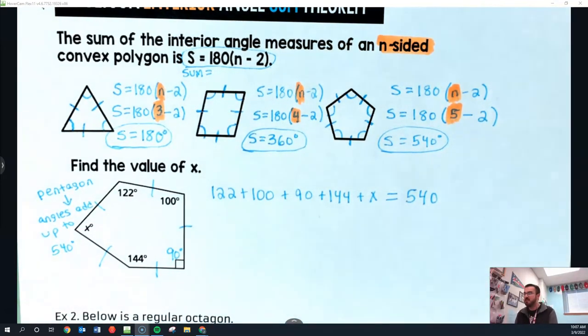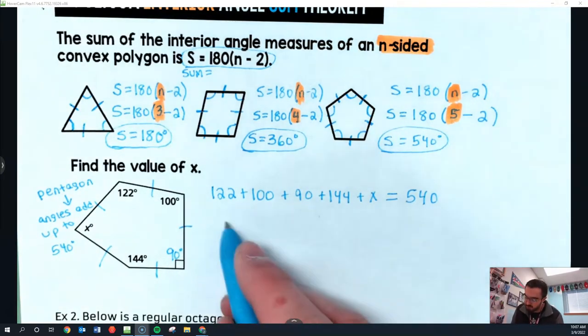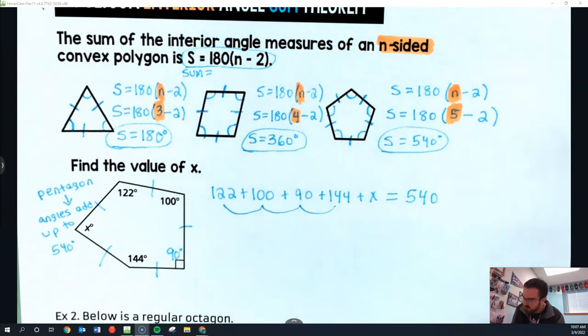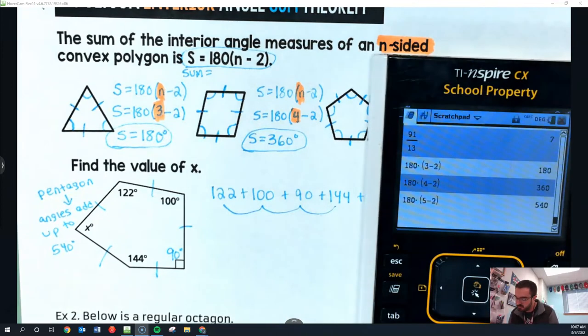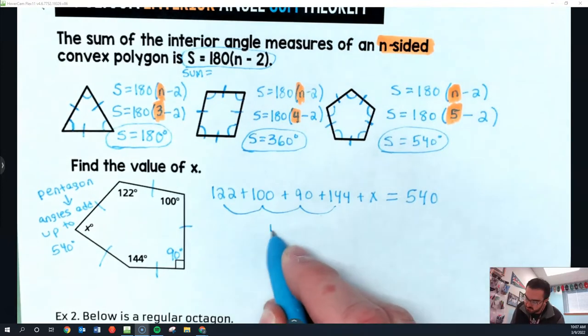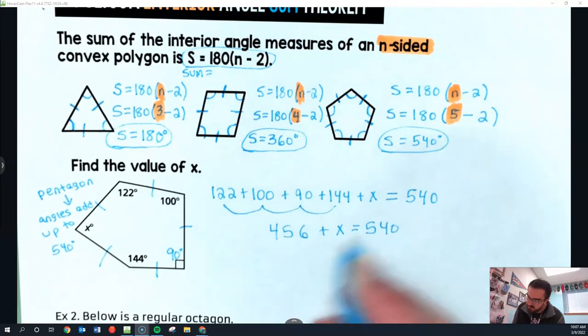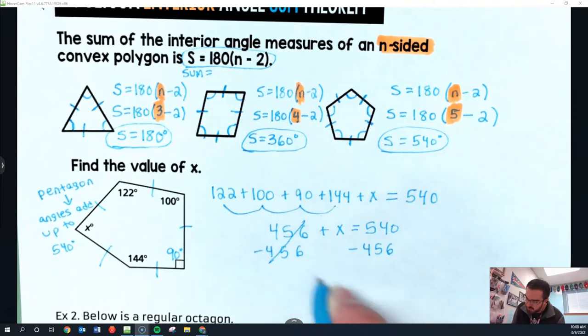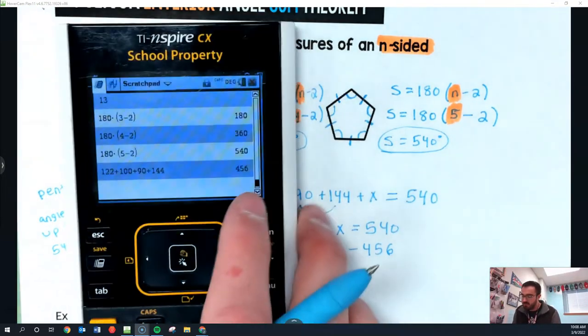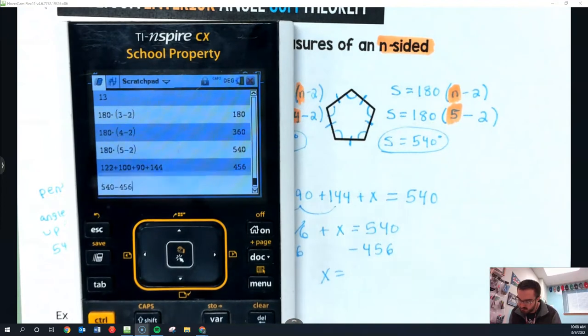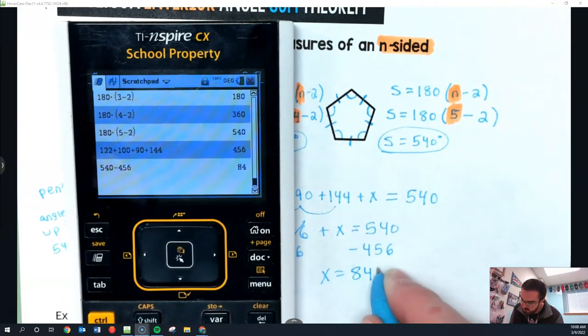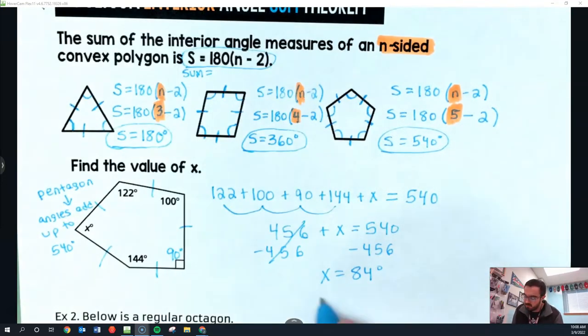Sweet. So how do we solve for x? Well, we're going to combine all these terms together. Let's see what we get. 122 plus 100 plus 90 plus 144, 456, plus x equals 540. Subtract 456 on both sides. And our missing angle measure is going to be 84 degrees. That's what I got.